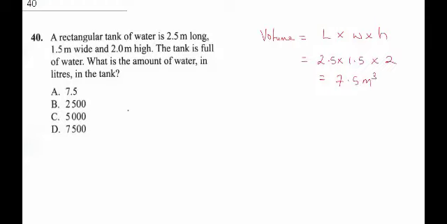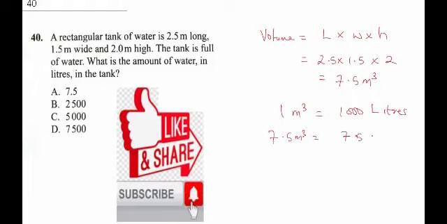Now remember the question says we should find the answers in liters, and I want you to know that 1 meter cube will give us 1000 liters. So having established this, then you're going to have 7.5 meter cube to be what? 7.5 times 1000 divided by 1. So if you have your meter cube here, you have your liters, and you have your meter cube, the meter cube is going to cancel out meter cube.